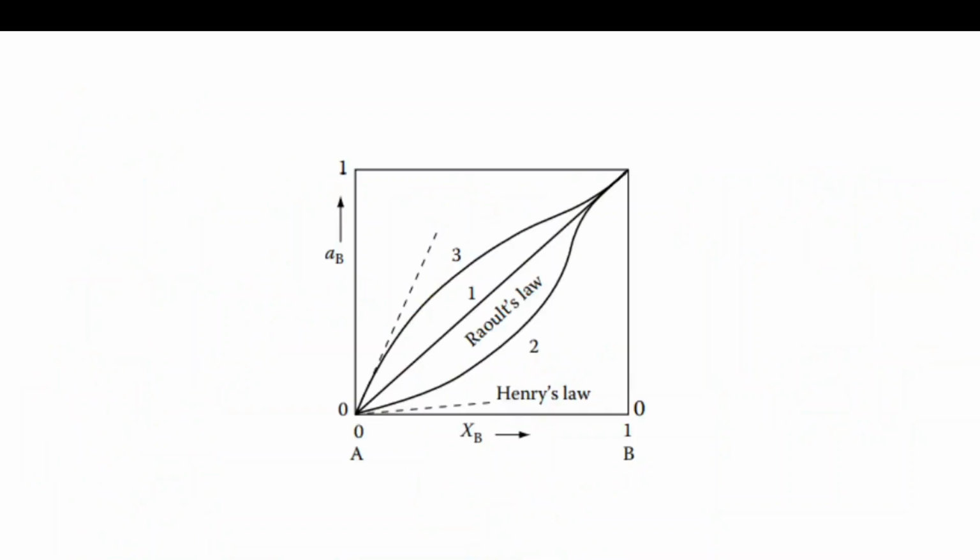I have represented this graphically, where I have plotted the activity of A against XB. You can see that number 1 shows the relationship for an ideal solution, which is followed by Raoult's law, and curves 3 and 2 show the deviation from ideal behavior. In this way we can study the relationship between activity and mole fraction or composition, depending on our given binary system.